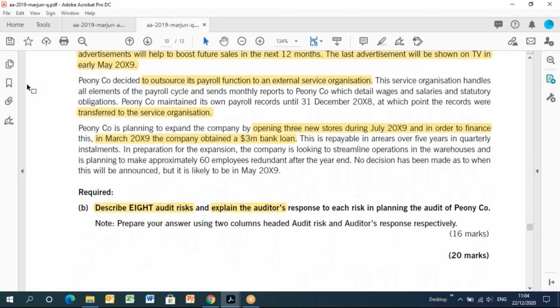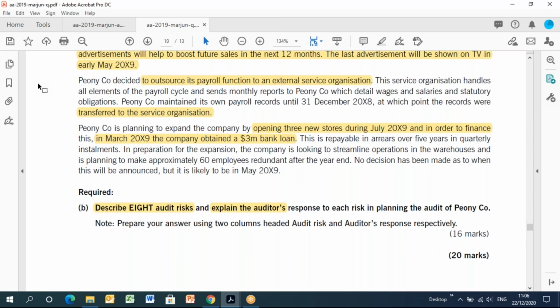If we move on, it says that the company has the payroll department outsourced to an external service organization in the previous year, and the records were transferred to the service organization. So there is a risk that when the transfer took place at the end of 2008, the figures were transferred wrongly or were not accurate, or mistakes were made, and if the initial figures that were transferred contain mistakes, then the payroll figures are not accurate. So this is a risk, and you should say as a response that, for example, for the figures transferred at that time, the auditor should ensure that they are correctly transferred into the new system by matching them up from the old system to the new system.